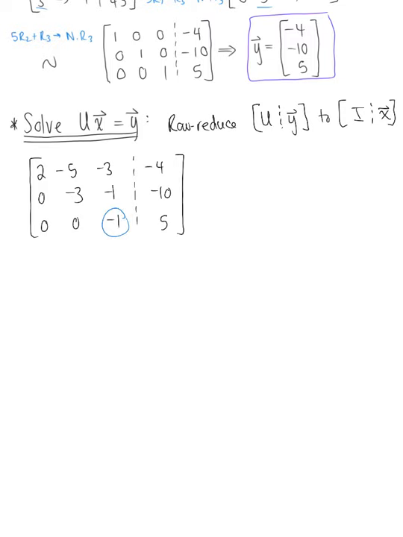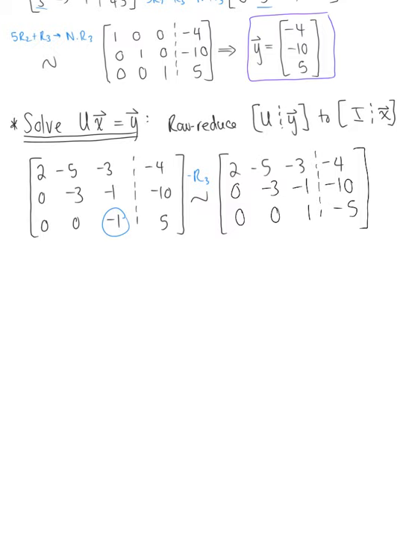So looking at our third pivot in the third row, I'm simply going to scale our third row by minus 1, which leaves us with 2, minus 5, minus 3, negative 4, 0, minus 3, minus 1, negative 10, and our third row is now 0, 0, 1, minus 5.